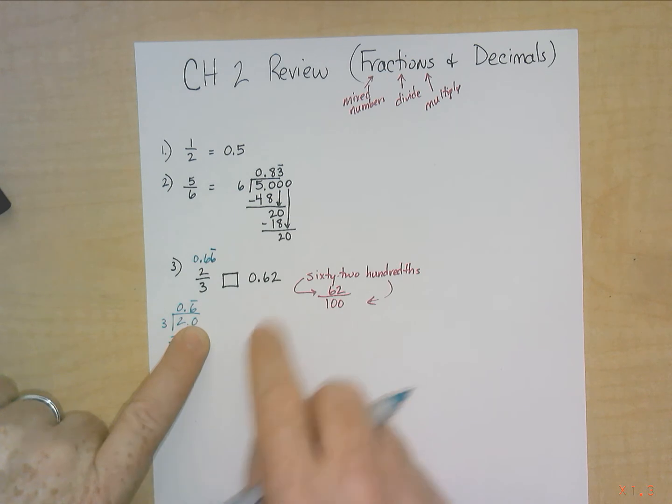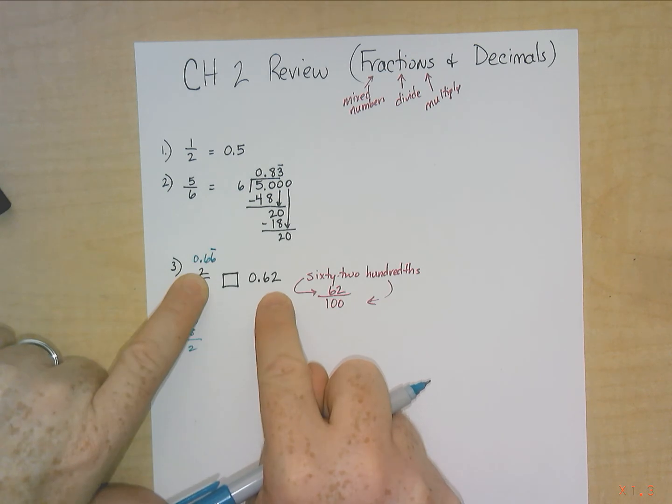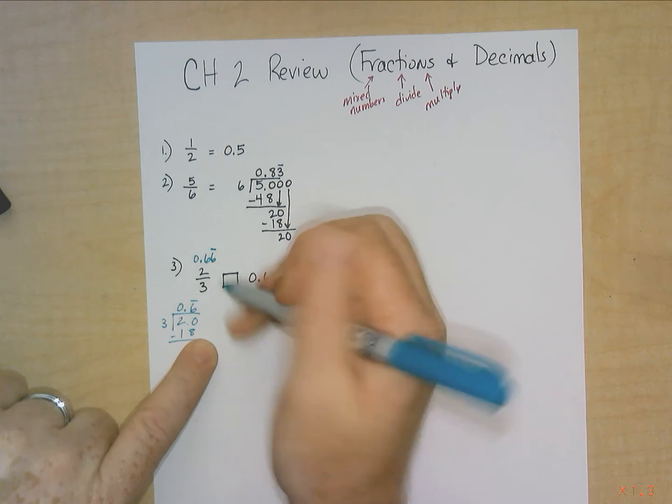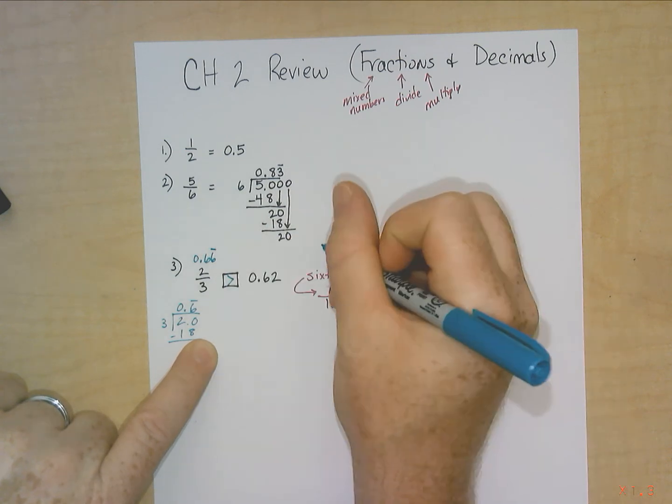Okay, so which one's bigger, 0.66 or 0.62? This is bigger, so it's greater than. Okay, don't forget this means greater than.